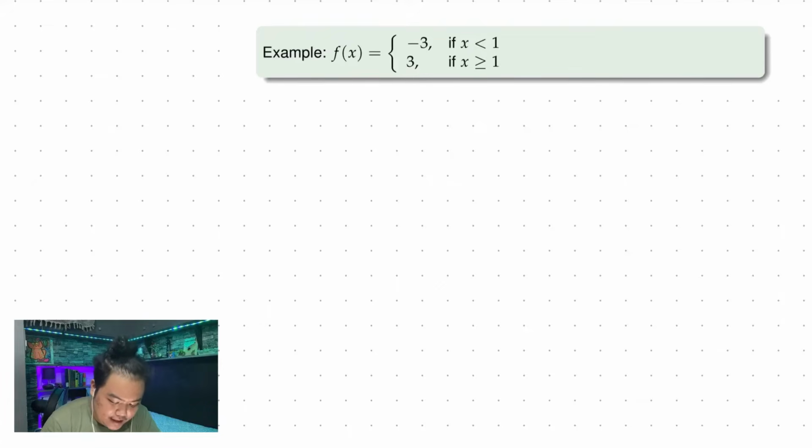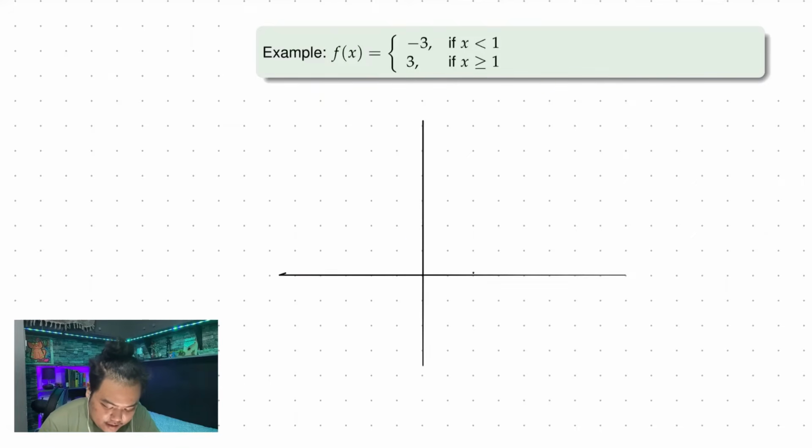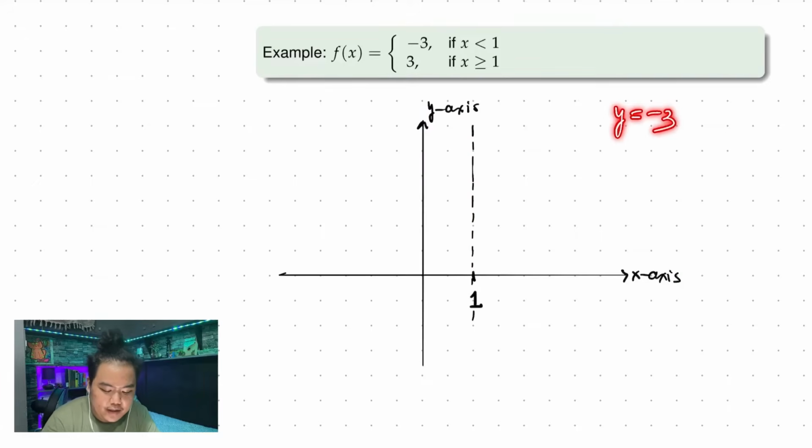So, drawing ulit tayo ng XY axis. So, nasan yung partition? Nasa 1. Nasan si 1? Let's say this is 1. Okay, dun sa left ni 1, x is less than 1. Ito yung portion na yon. Ang igagraph mo, y equal to negative 3. Horizontal line na dumadaan na may y-intercept na negative 3.